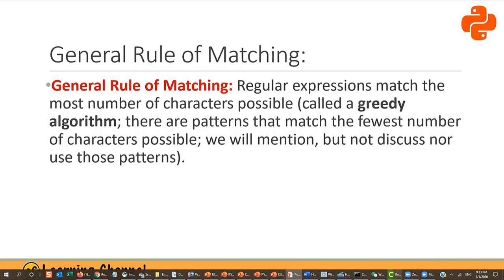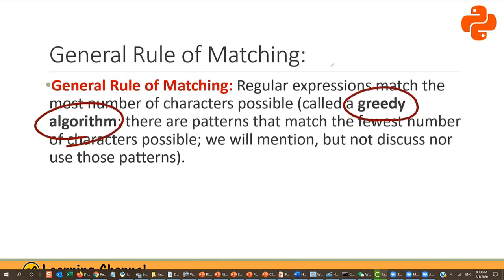So the general rule of matching: a regular expression matches the most number of characters possible, called the greedy algorithm. We try to match as many as possible. We can tell a regular expression checker to be greedy, or we can also have it match the fewest number of characters possible. Then we find some solution and get out. Either way, it depends on your own application.